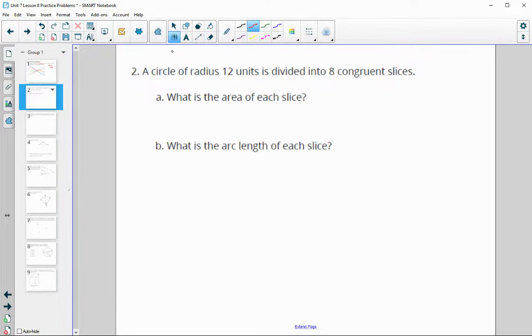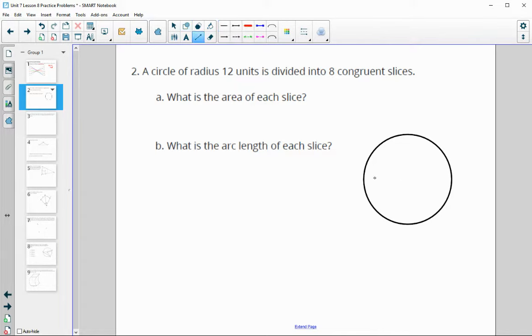For number 2, we're taking a circle of radius 12 units divided into 8 congruent slices. What is the area of each slice? And what is the arc length for each slice? So let's take a look at this so we have a visual here. We're going to divide this into 8 congruent slices. And we want to find first the area of a slice. So how much is one of these slices covering? And then we want the length of one slice's arc.